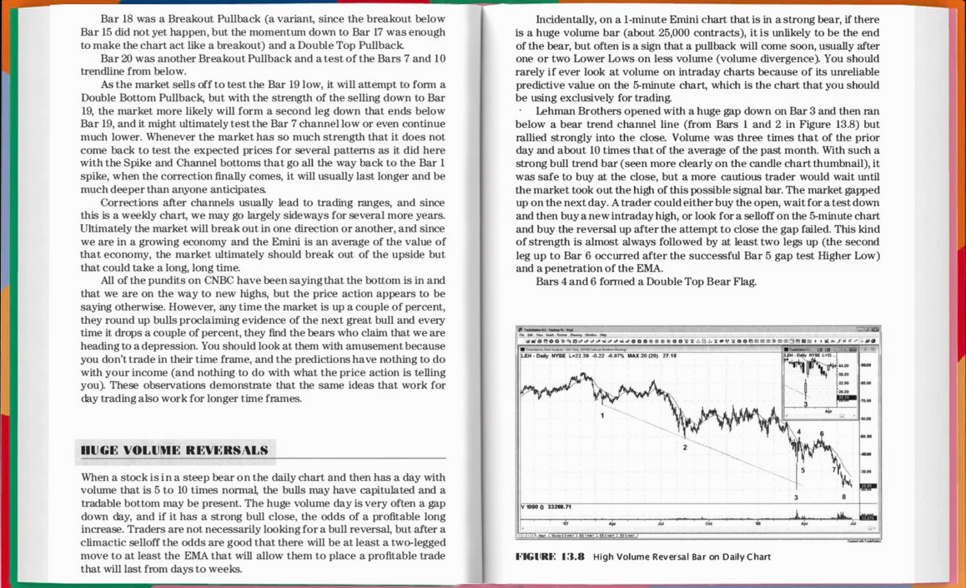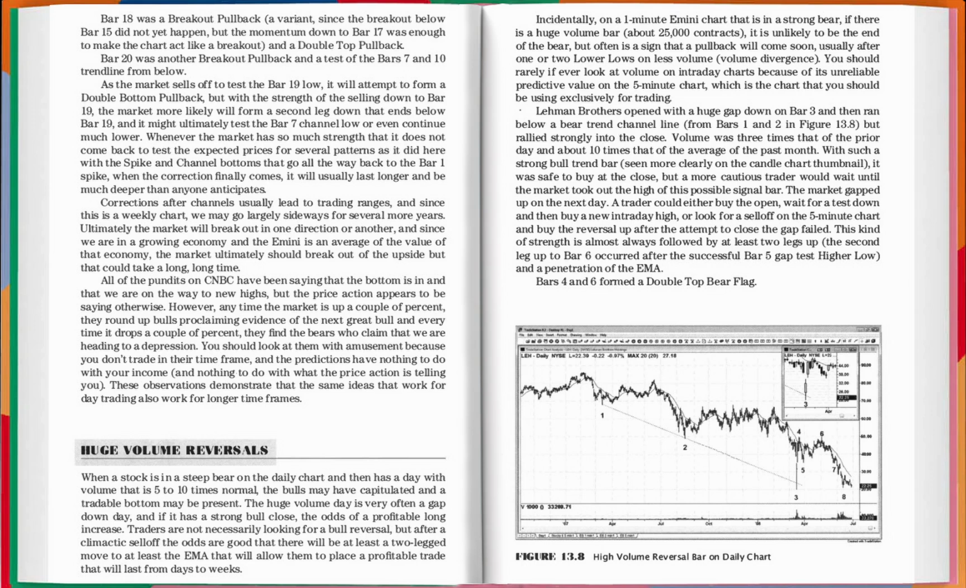Lehman Brothers opened with a huge gap down on bar 3 and then ran below a bear trend channel line from bars 1 and 2 in figure 13.8, but rallied strongly into the close. Volume was 3 times that of the prior day and about 10 times that of the average of the past month. With such a strong bull trend bar seen more clearly on the candle chart thumbnail, it was safe to buy at the close, but a more cautious trader would wait until the market took out the high of this possible signal bar. The market gapped up on the next day.